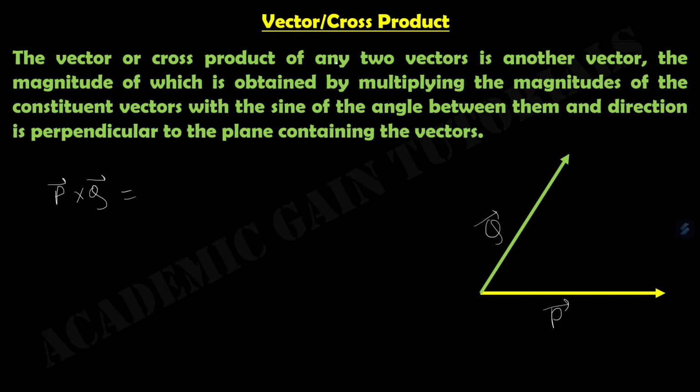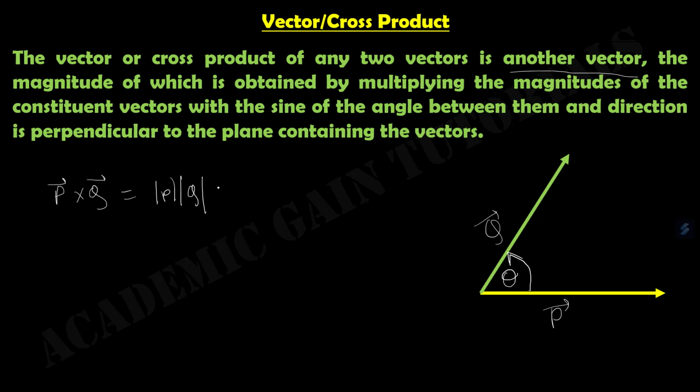And here it says that the product of any two vectors is another vector. So, when we multiply P and Q, the cross product gives us a new vector, the magnitude of which is obtained by multiplying the magnitudes of the constituent vectors. So the magnitudes of the constituent vectors means the magnitude of vector P and the magnitude of vector Q, with the sine of the angle between them. So let us consider the angle between P and Q is theta.